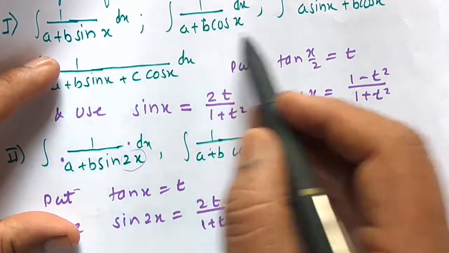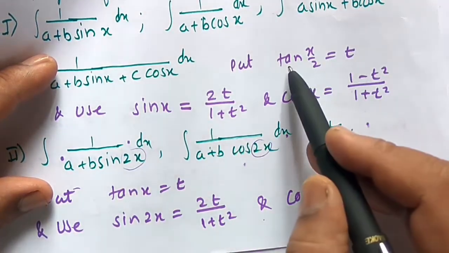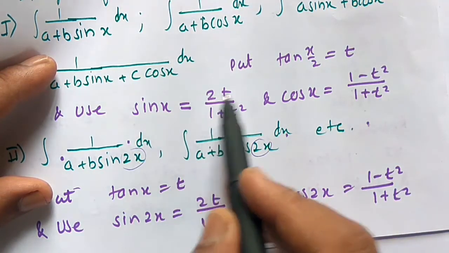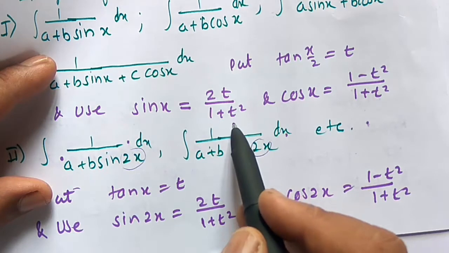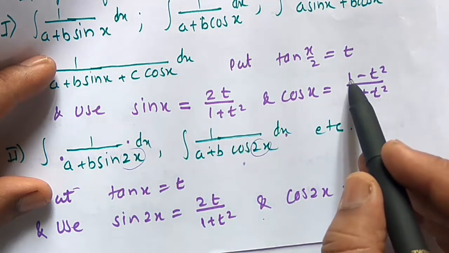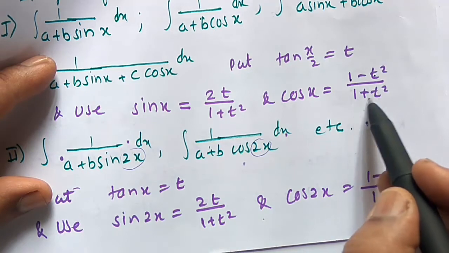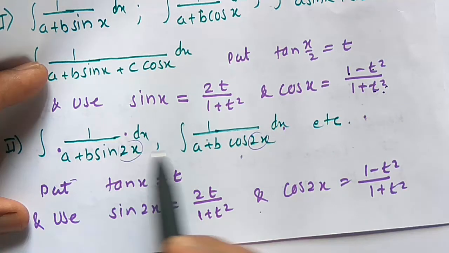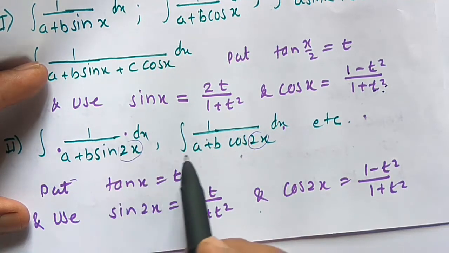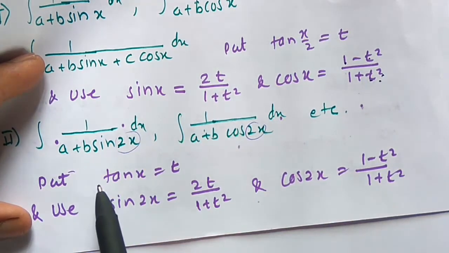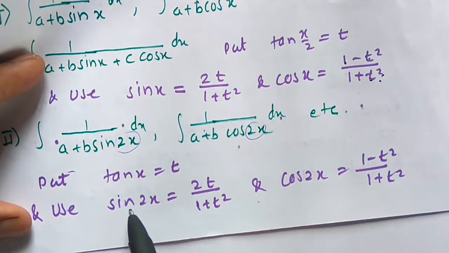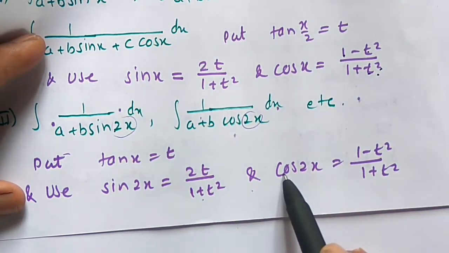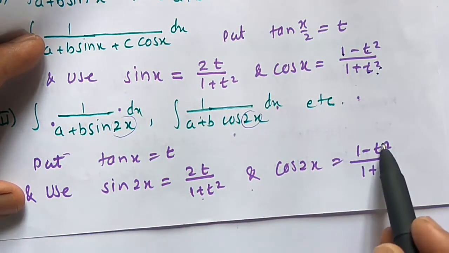if it is sin x, cos x or a combination of cos x, sin x, we use tan x by 2 is equal to t, and sin x is equal to 2 tan x by 2 upon 1 plus tan square x by 2, and cos x is equal to 1 minus tan square x by 2 upon 1 plus tan square x by 2. If it is sin of 2x or cos of 2x, or a combination of sin of 2x or cos of 2x, then we use tan x is equal to t, and replace sin of 2x is equal to 2t upon 1 plus t square, and cos of 2x is 1 minus t square upon 1 plus t square.